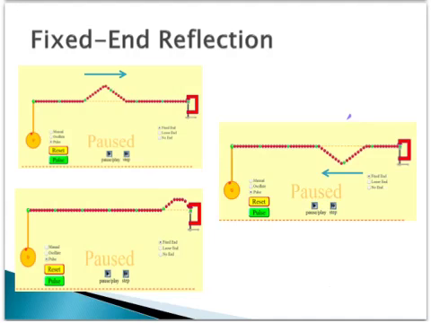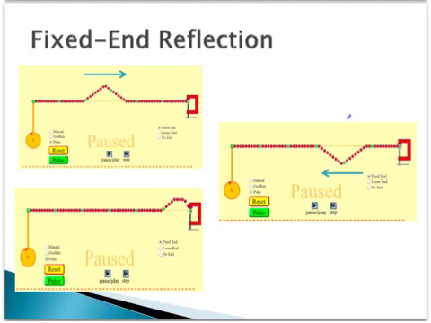So first, we're going to look at a fixed end reflection. With the fixed end, it should have created just a wave pulse that should have been creating a crest. As the crest interacted with the boundary, notice that the boundary was not free to move, it was fixed. Thus, a fixed end reflection.